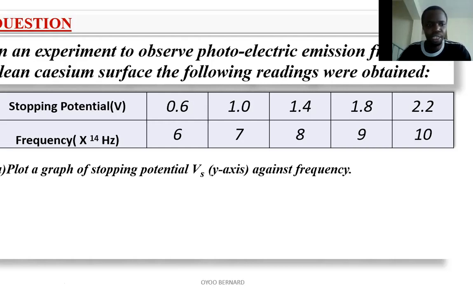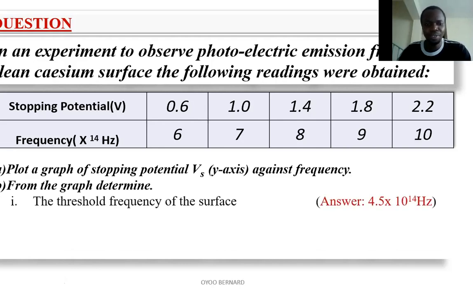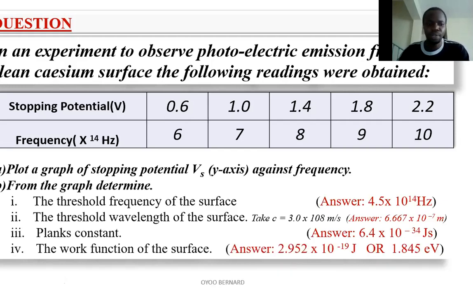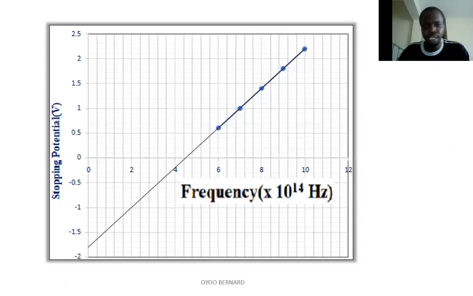After that, from that very graph, you are asked to determine the threshold frequency, and the answers are given here, the threshold wavelength of the surface, then Planck's constant, and finally the work function. Okay, I did that in Excel. So this is the graph that I obtained: stopping potential against the frequency.